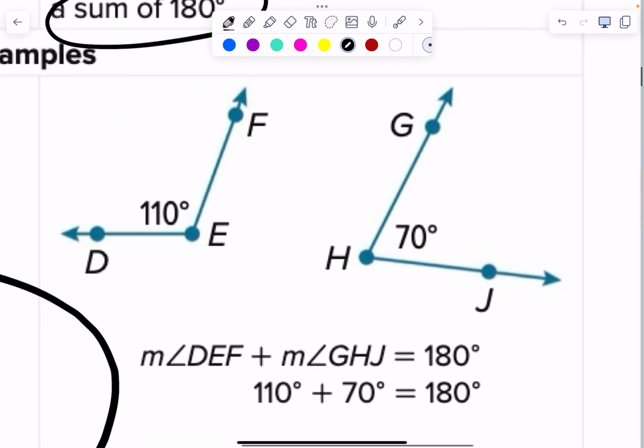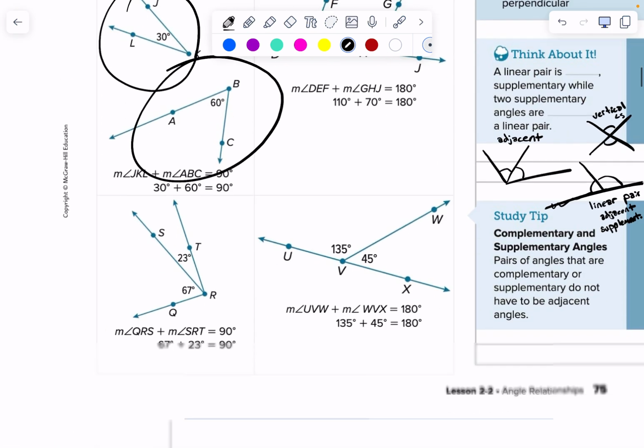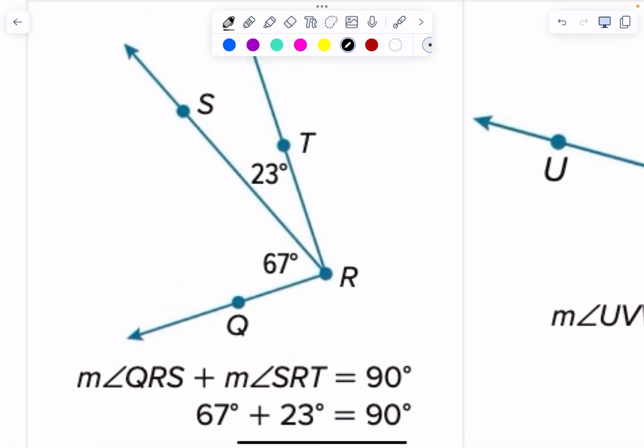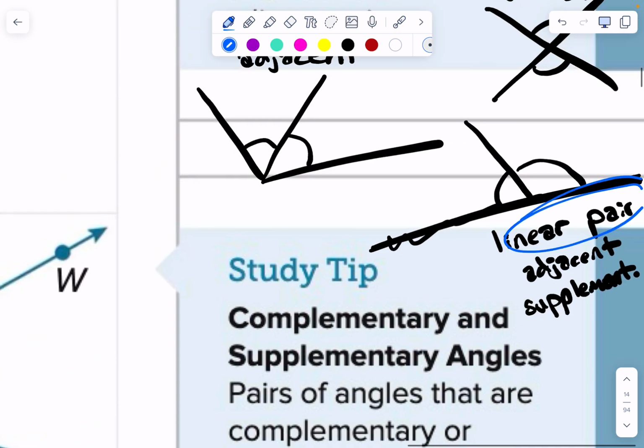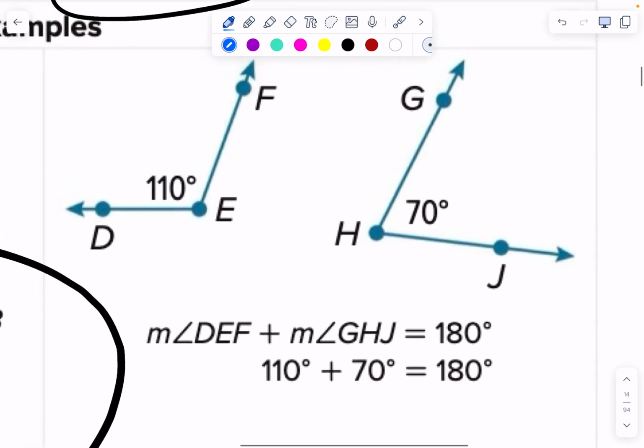These two right here, 110 and 70, those are supplementary. They are not necessarily touching each other, although they could be touching each other and be supplementary. That's fine also. So they don't have to be connected, but they can be. Down here is an example where they are connected. These two angles are adjacent and complementary because 23 plus 67 is 90. These two are supplementary because they add up to be 180. They are adjacent because they share a side and a vertex, and they are a linear pair. So that's all three of them in one. They are a linear pair, they are adjacent, they are supplementary. Here they are only supplementary because they're not touching. Clear as mud?